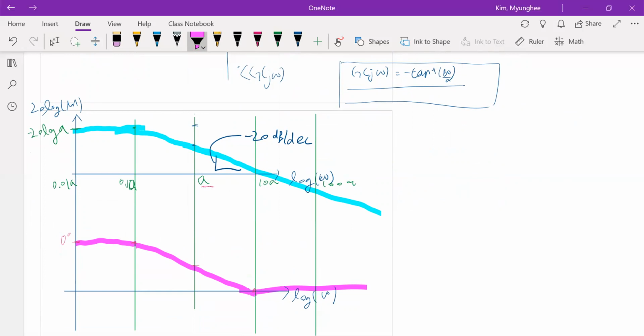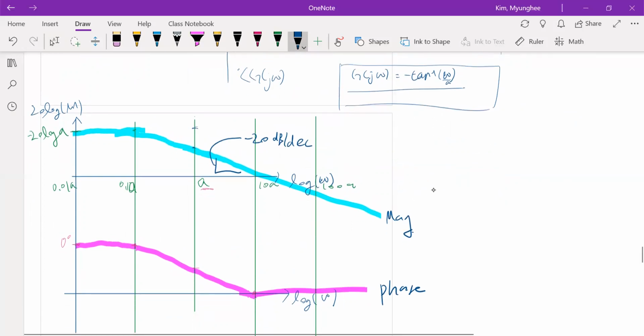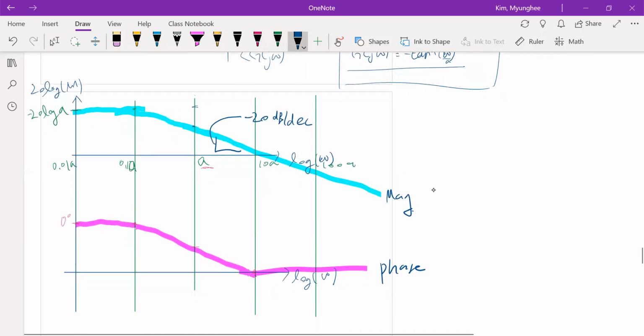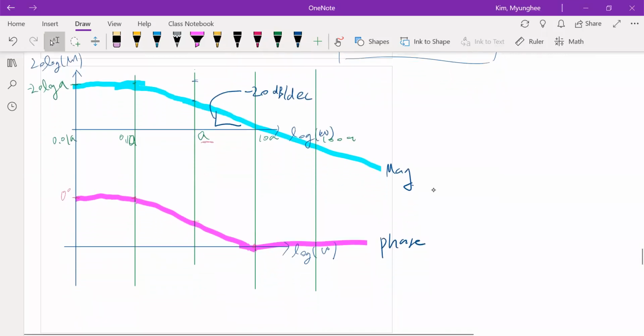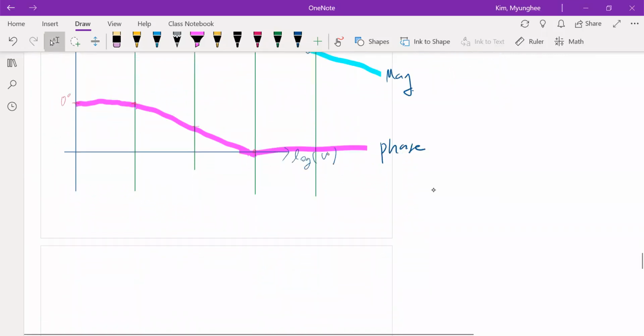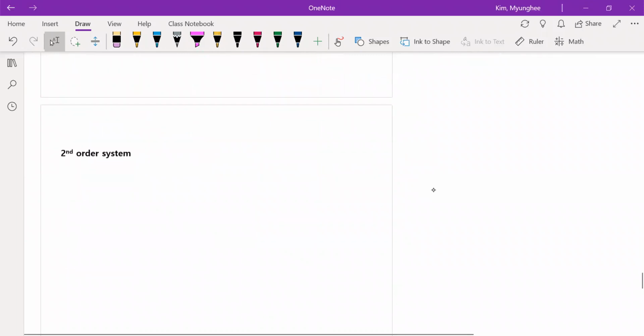So this will be the magnitude plot, and this will be the phase plot. We can do a similar thing for the second order system.